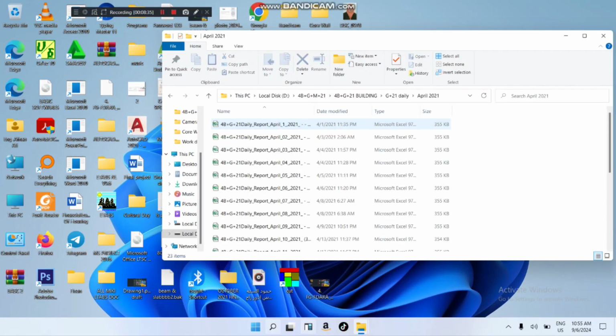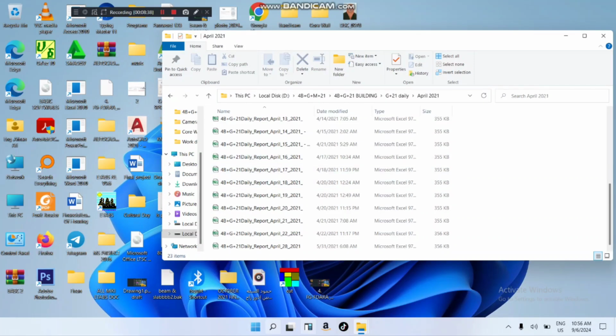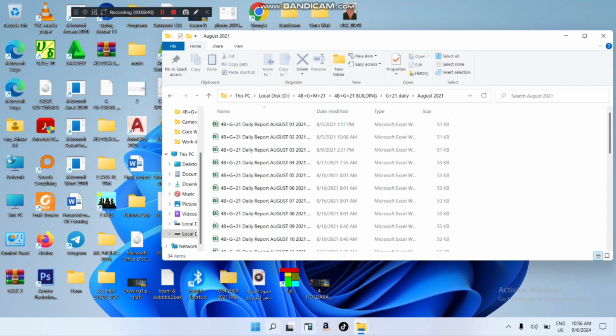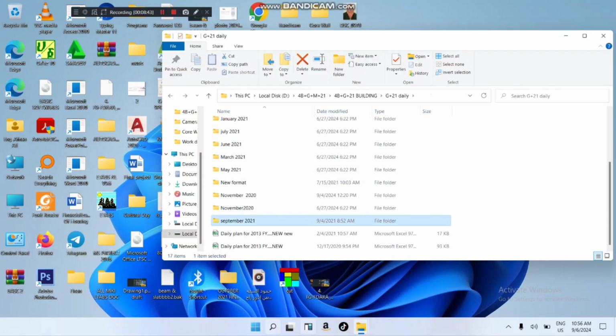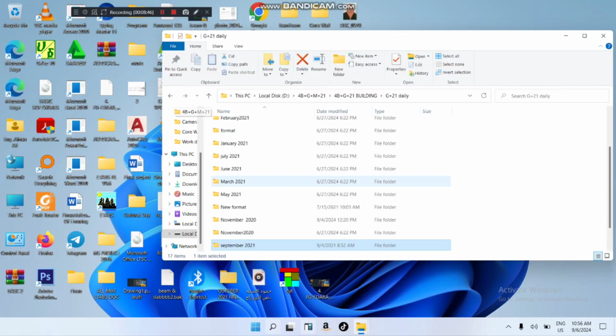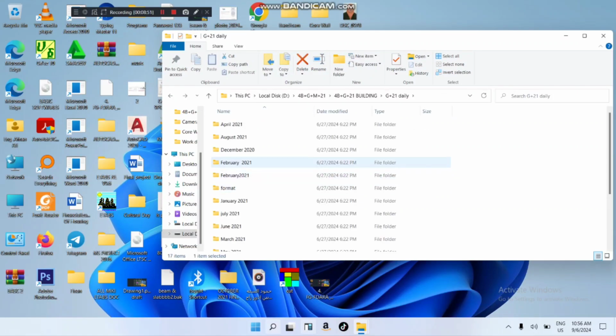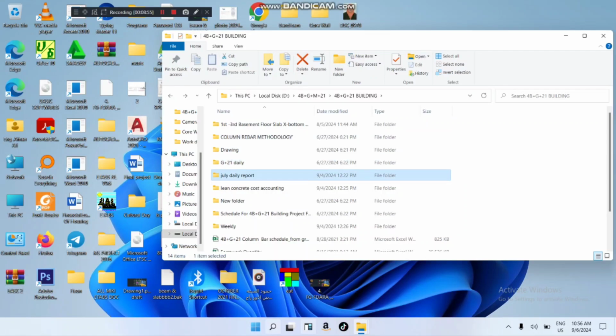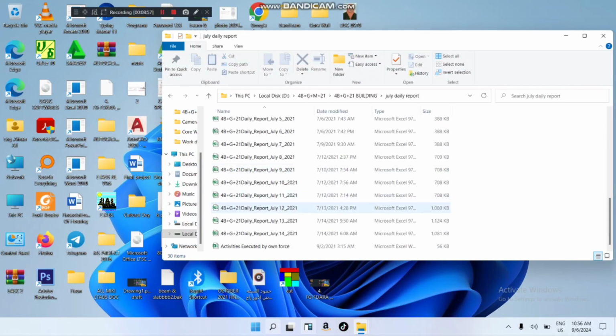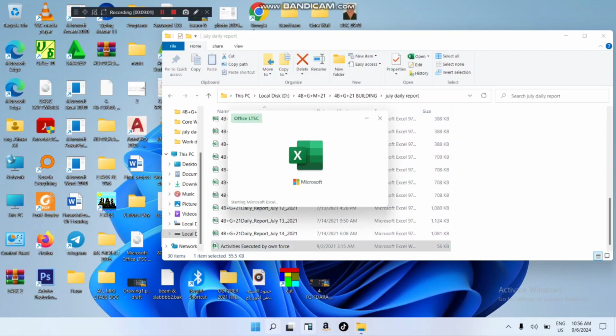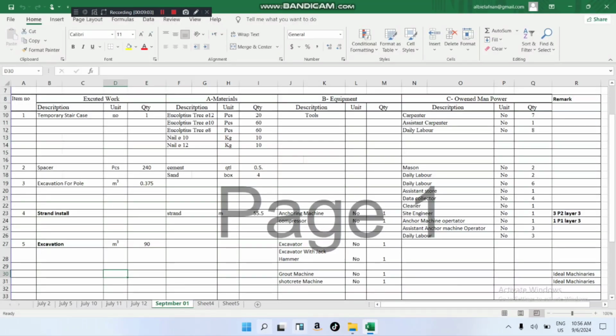This is the daily reports of each and every month. Actually, the daily report now, not just one person opens it. We used to move from daily to monthly, by our own force. It's good. In this report, you describe the executed work, the unit and the quantity, and then this report is good for the cost breakdown.